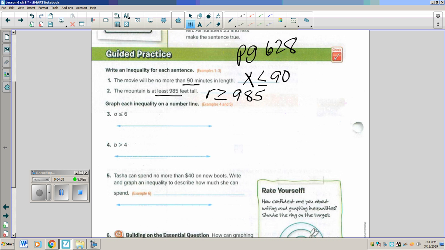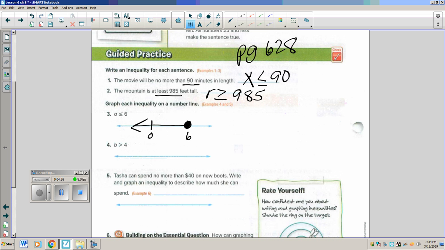Number 3, we're going to graph. A is less than or equal to 6. I want to see 0 on your number line. I want to see 6 on your number line. A is less than or equal to. Your circle goes on 6. It is equal, so it has to be colored in. Less than goes left. It could be any number left of 6.